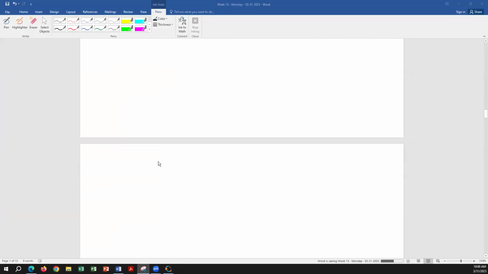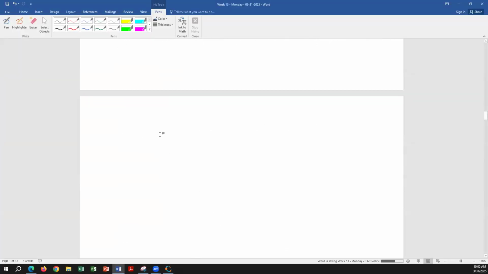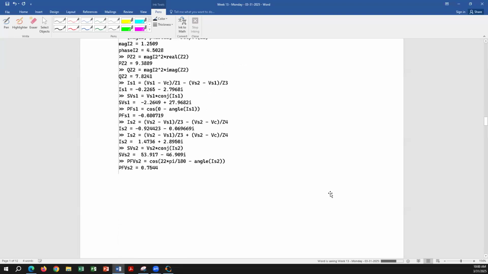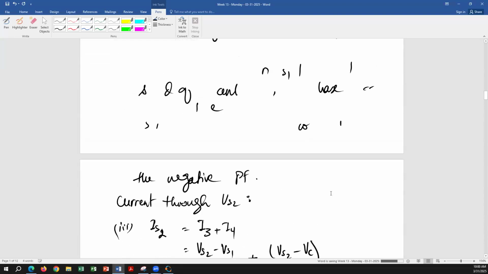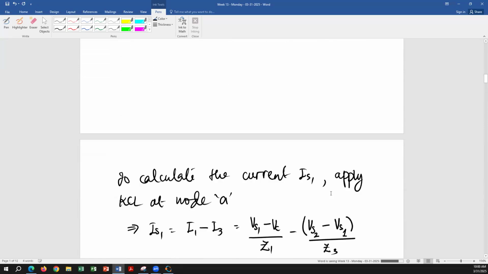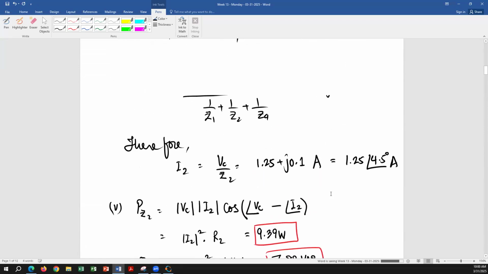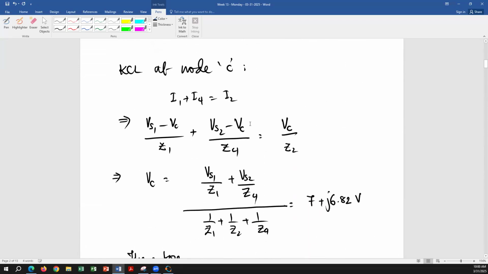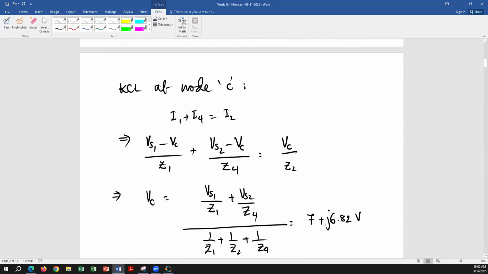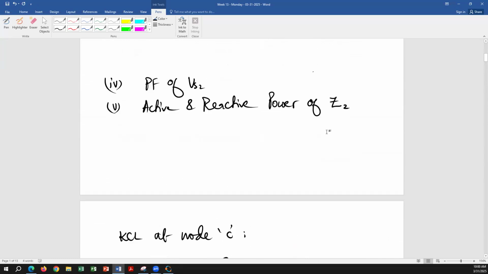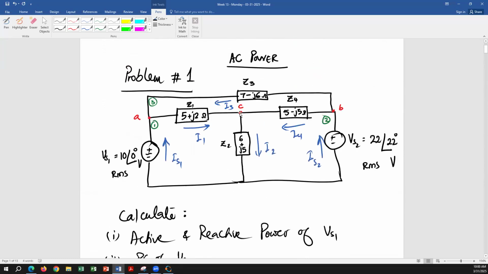So I'm going to post my MATLAB work as well in case you want to see that. This is the MATLAB work. First KCL. Okay. Let's see. This one? Case. I1 plus I4 is equal to I2. Let's go and check. So I1 plus I4 equals I2.